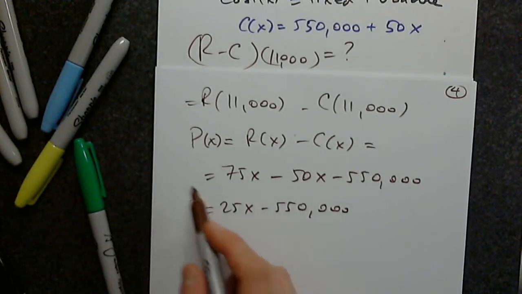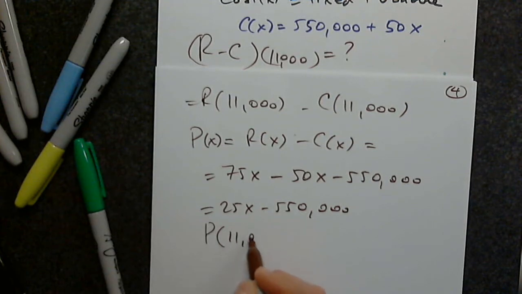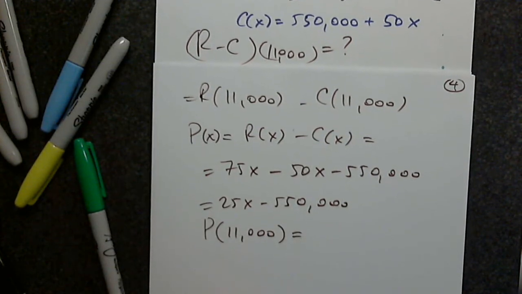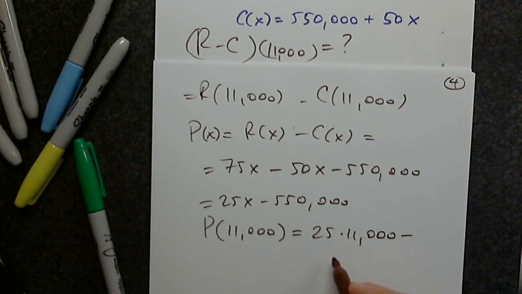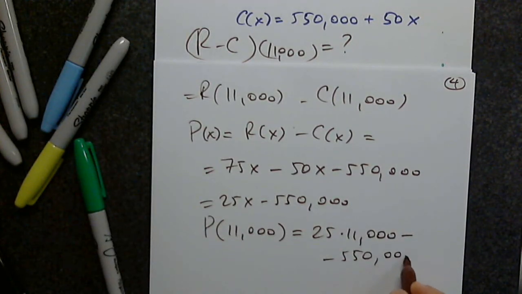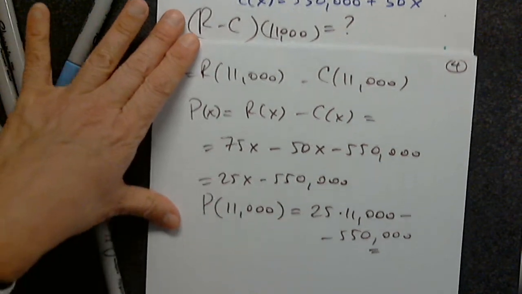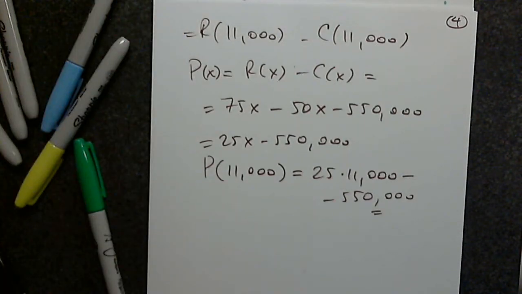All I have to do now in this profit function is plug in 11,000. So I will have 25 times 11,000 minus 550,000, whatever that is. And for the other two, that's the reason why I wanted to create the function, because for the other two I just plug in what I'm given. I don't start from scratch. I don't start by reinventing the wheel from the beginning.